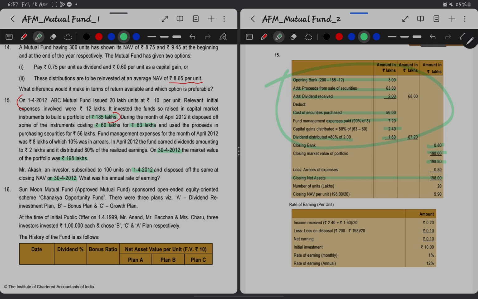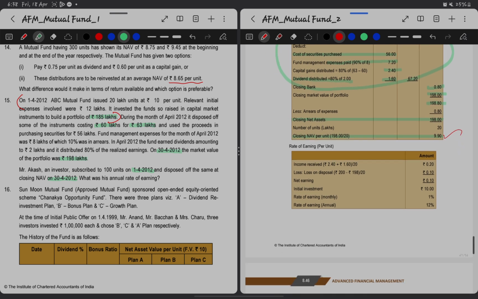Okay, now number of units is 20 lakh units. So 198 lakhs divided by 20 lakhs will give us this closing NAV per unit, which is nothing but 9.9 per unit. Okay, 9.9 lakhs per unit. Okay, now we got to know the NAV.